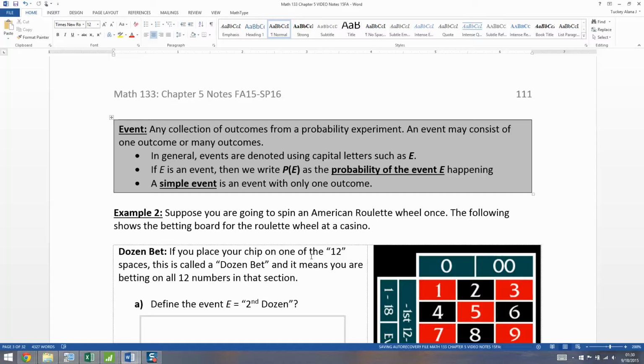So any collection of outcomes from a probability experiment makes an event. So you can collect them in different ways. In games, they tend to collect on particular patterns. So an event may consist of one outcome or many outcomes. If it has one outcome, that's called a simple event. In general, we denote them with capital letters like capital E for event, F for event, G. We tend to go in order.